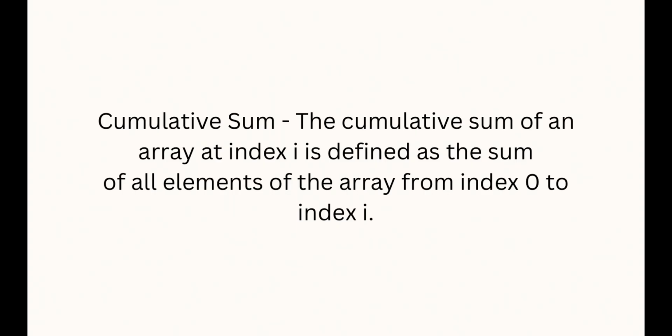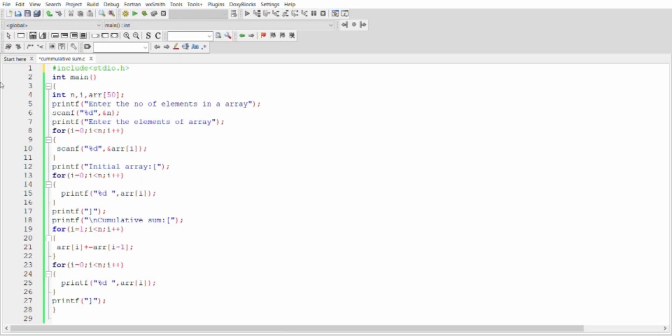Now our problem statement is cumulative sum. The cumulative sum of an array at index I is defined as the sum of all elements of the array from index 0 to index I. Now let's go through the program.